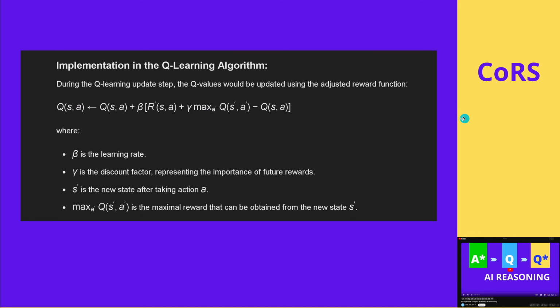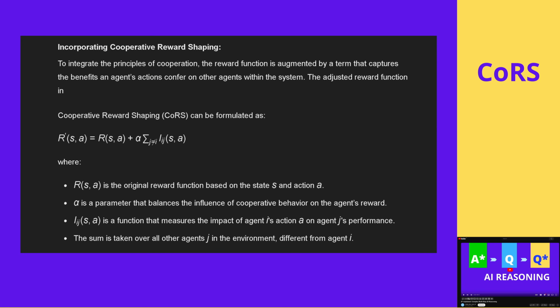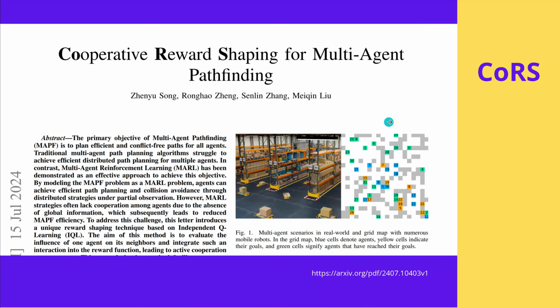Beautiful. Now, a little bit of mathematics. You remember from my video the mathematical implementation of the Q learning algorithm. Very simple, very easy, no problem at all. Then the mathematical formulation of the cooperative reward shaping CoRS in Q learning. And then if we put it together, this is our simple formula. Good. Now let's do this.